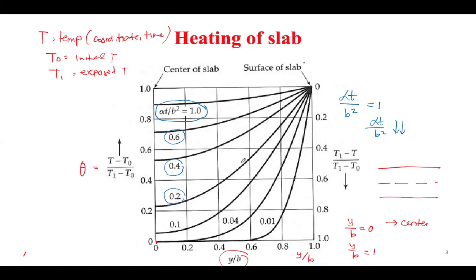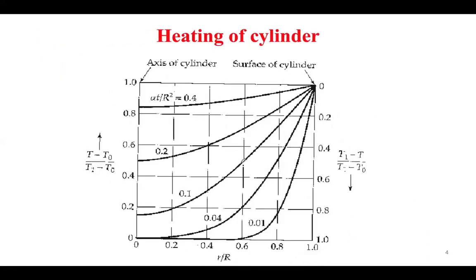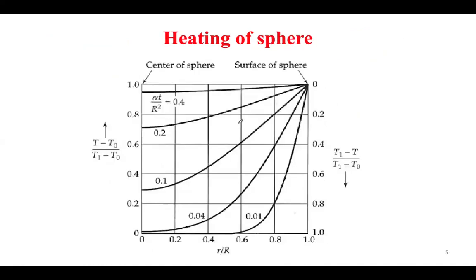Okay. Another one for the cylinder is also the same. This is the axis of the cylinder. So for the cylinder, that's also the same. Whether it is at the surface of the cylinder or at the axis of the cylinder, it is the same, but then you have the graph for alpha t over r square, not the b, but with the radius. I will give you an example later on in the slides. This is also the sphere, bola, yeah. So for the sphere it is also the same, but with slightly different directions.